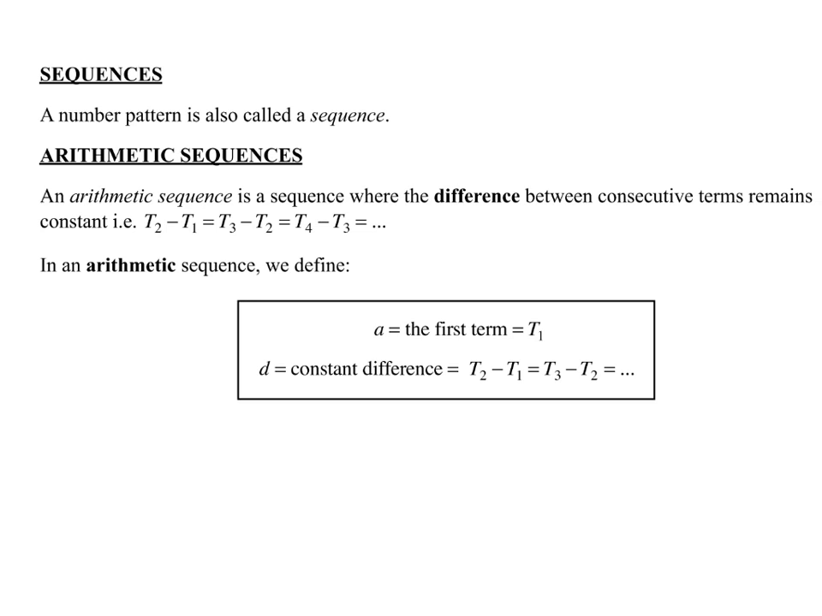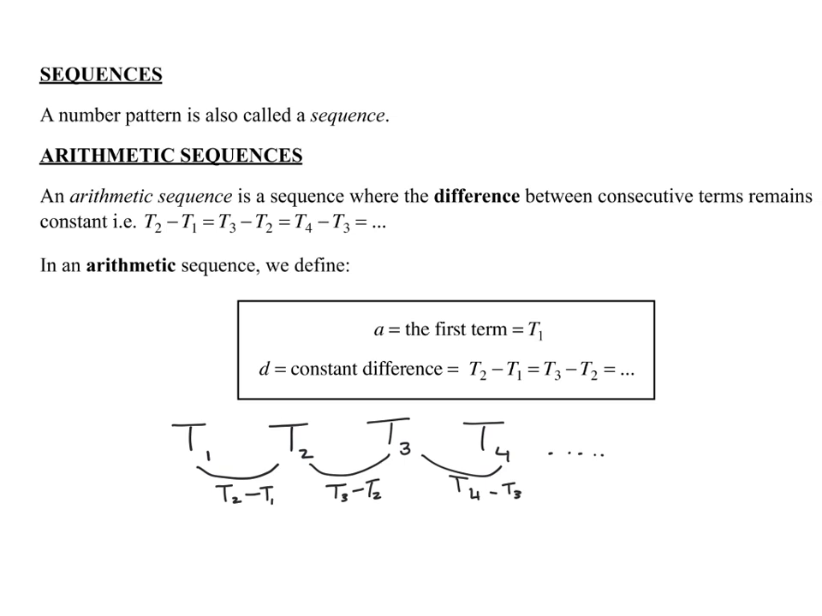Now we're going to use the letter A for the first term and the letter D for the constant difference. Now if the first term is T1, the second term is T2, the third term T3, and so on, then the first difference is T2 minus T1, or T3 minus T2, or T4 minus T3. Now, if these differences are the same, then we say that the difference is a constant and we use the letter D.